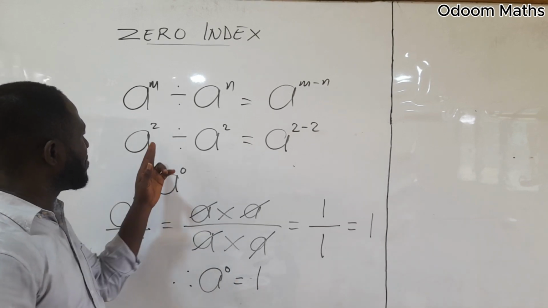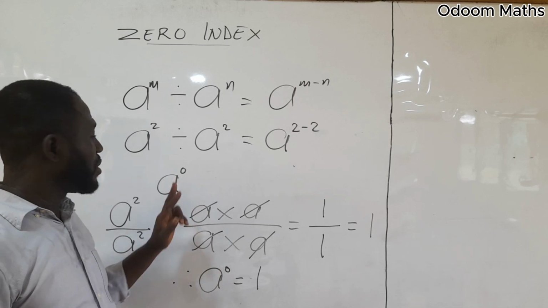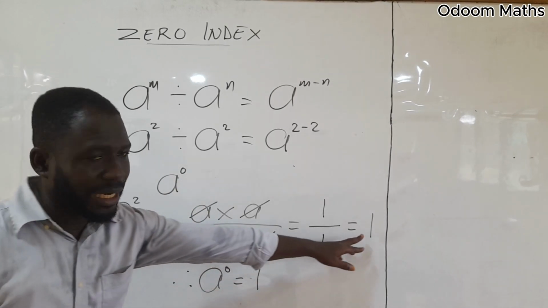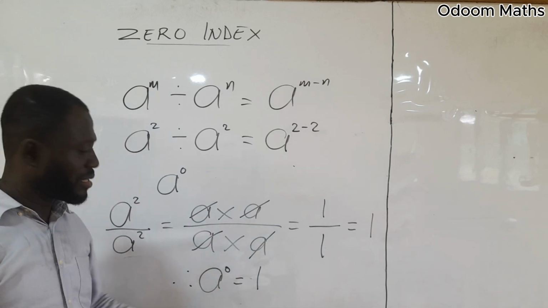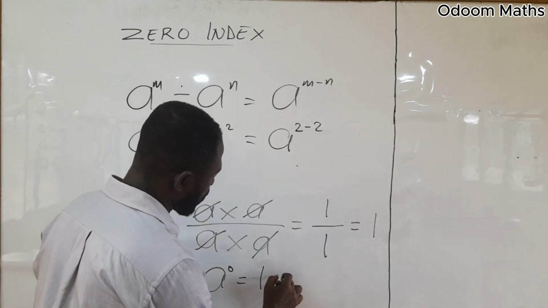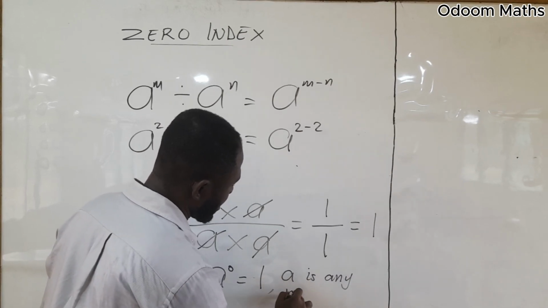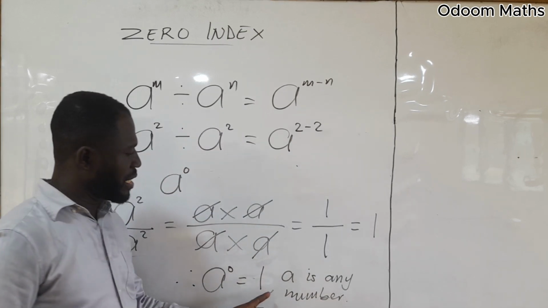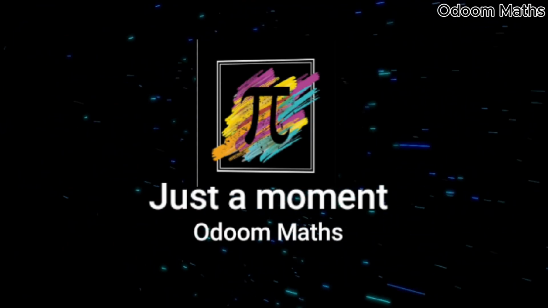Because the same a to the power 2 divided by a to the power 2 gave us a to the power 0, and the same expression also gave us 1. Therefore, a to the power 0 is equal to 1, where a can be any number. So any number raised to the power 0 is 1.